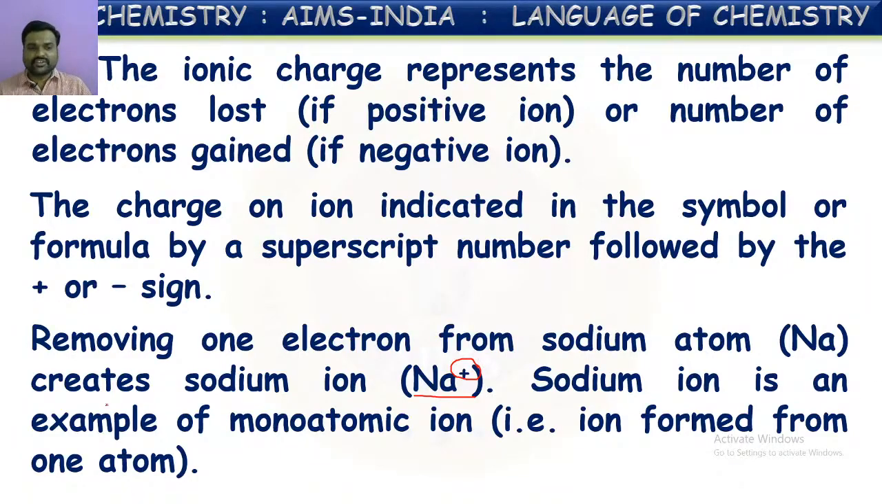So the sodium ion is an example of a monoatomic ion. That means the ion is formed from a sodium atom by the loss of one electron, monoatomic, one atom of sodium.